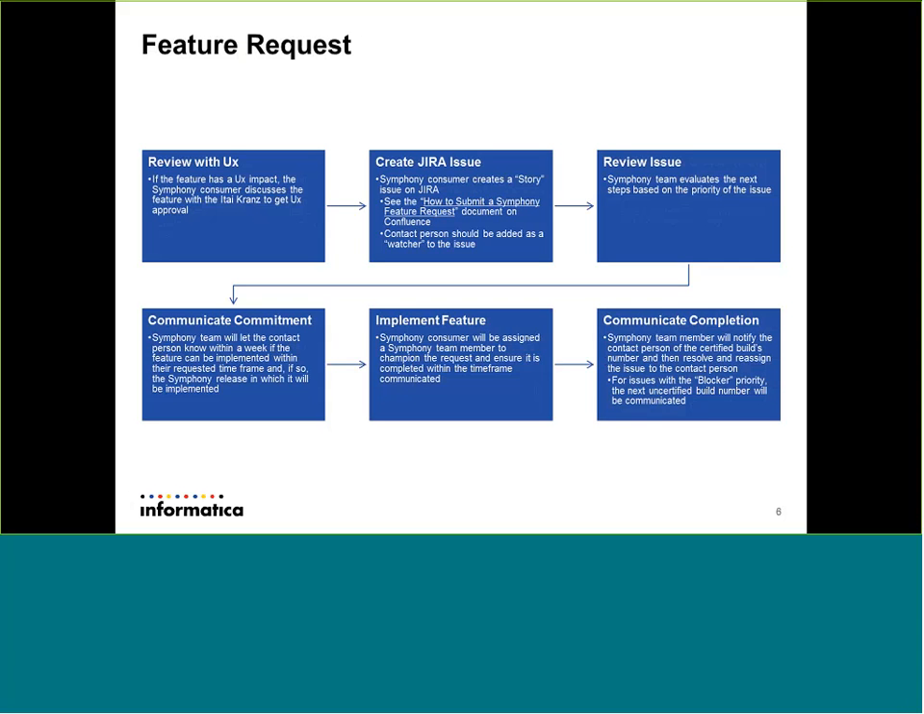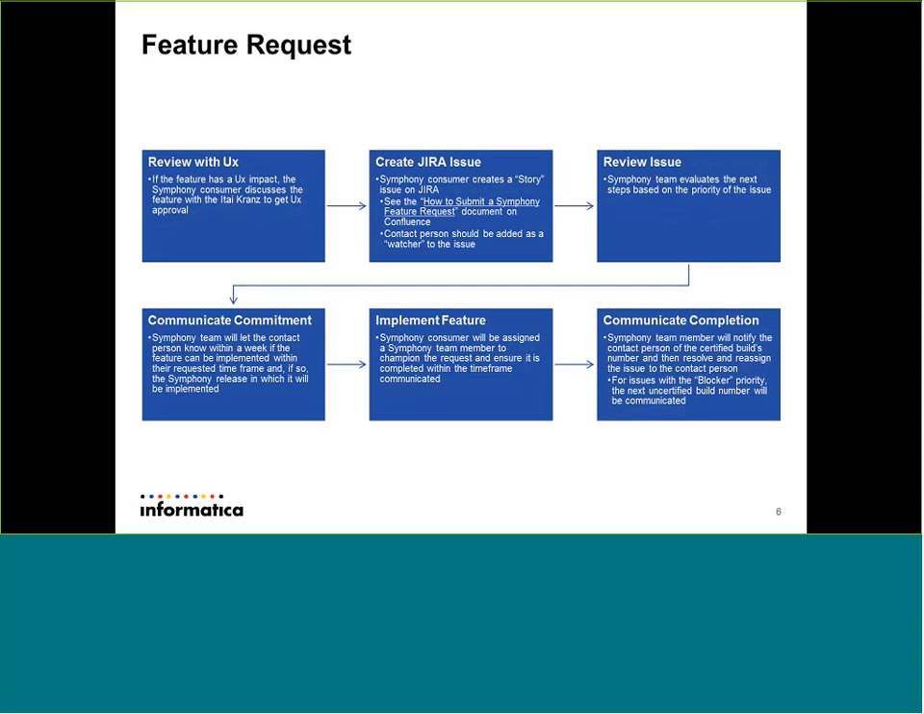For requesting a feature, the process is pretty similar, where only the details have changed for the most part. The first step before even creating the issue would be if the feature has a UX impact, you can talk with the Symphony UX team, particularly Atai Cran, and discuss with him about the feature. You know, is this something that should be added to the platform? Is it reusable? Is it something that we can build upon and other teams can really benefit from?